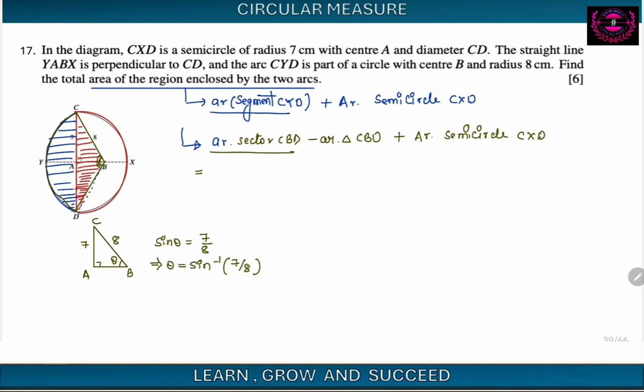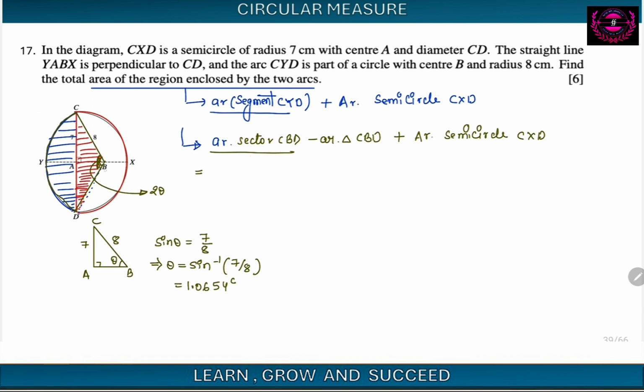Theta equals sine inverse 7 by 8, which is equal to 1.0654 radian. This complete angle will be 2 theta. So this is 2 theta.